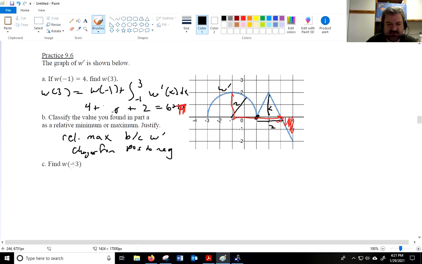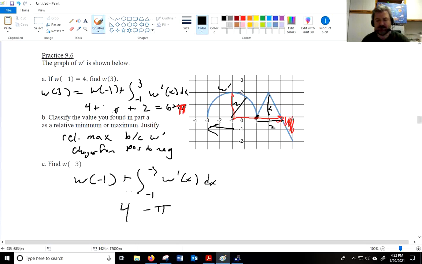All right, well, I'm struggling on this one. Sorry. All right, W of -3 would be W of -1 plus the integral from -1 to -3 of W prime of x dx. The integral from -1 to 3, that's just pi, because the whole circle is 4 pi, but that's 1/4 of it, so just pi. But we're moving backwards. We're going in this direction, so it's going to be a negative pi. And W of -1 is 4, so it's 4 minus pi. All right, that is the end of the unit, and I'll see you in the next one.